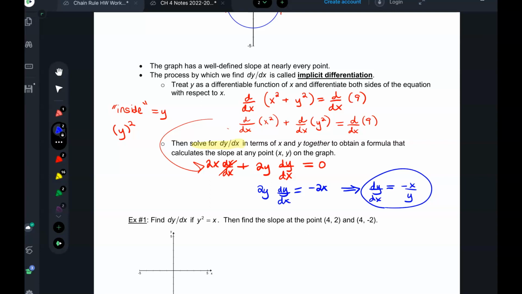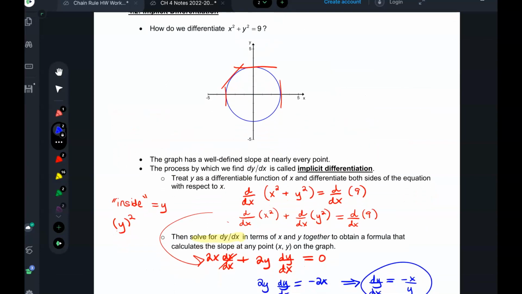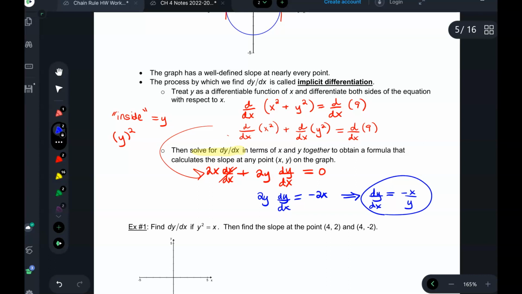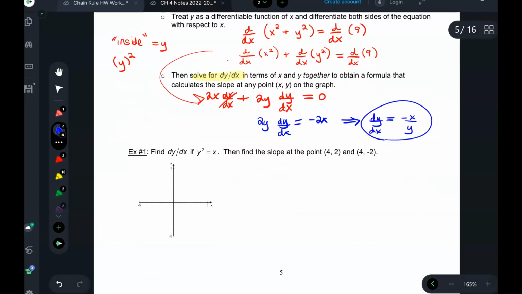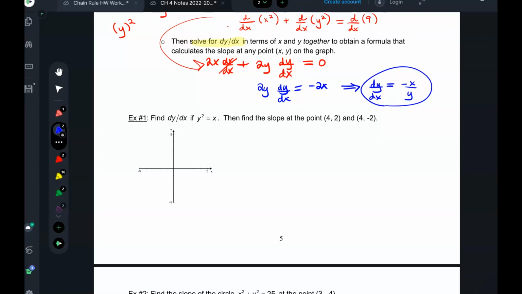Could we know there's the derivative for any point, anytime it's centered about the origin? That will be the case for any circle. If it's shifted over, it wouldn't, because your ordered pairs are different.